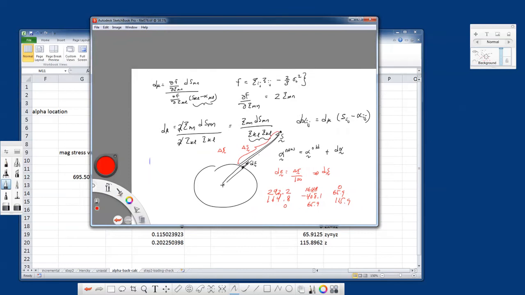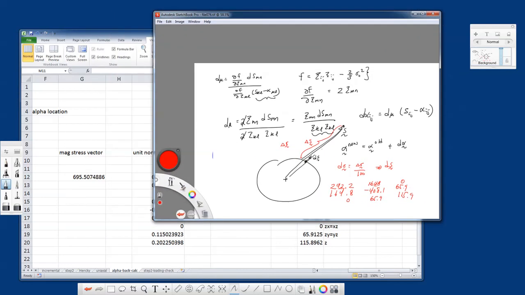Alright, so either way, either incrementally or by doing this single step in calculating the backstress where it needs to be along that vector will work. In general, you'd want to use the incremental approach. In certain circumstances, like I said, you can get away with calculating the whole thing in one step.